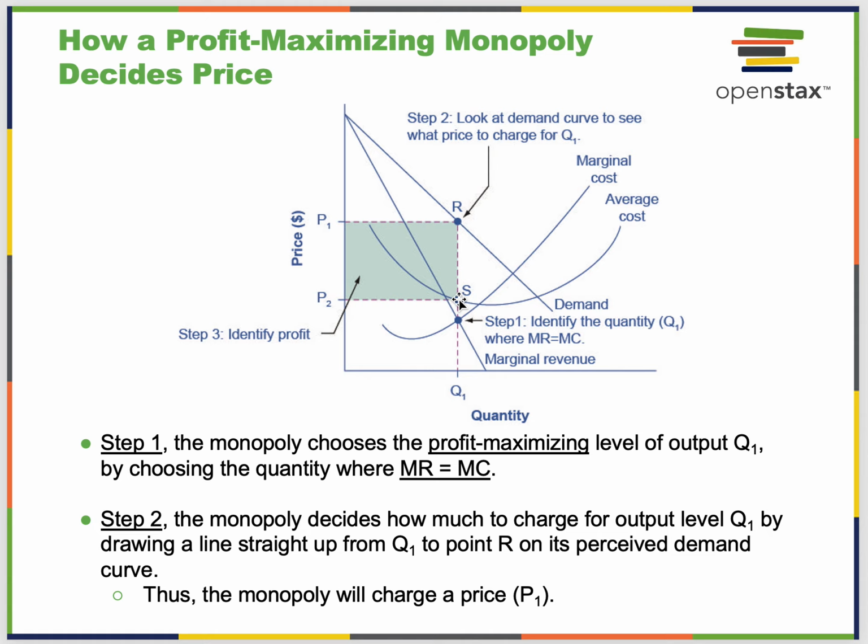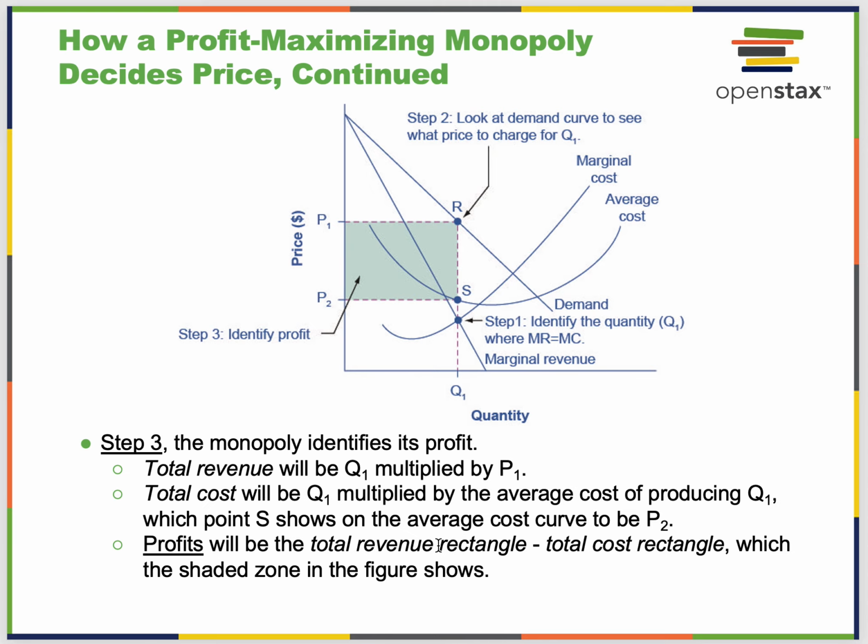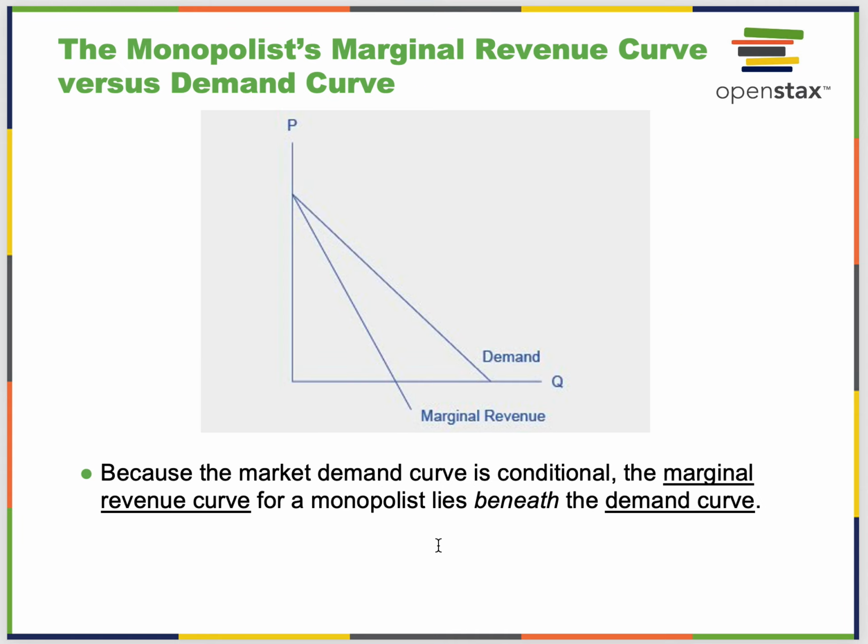Where the average cost curve intersects that vertical line, that point P2, this will define the total cost. Between P2 and P1, that will be their margin, the profit margin, and that will be the profit. So it's quantity times P1 minus P2. Revenue is P1 times Q, and total cost is P2 times Q1. So I think we talked our way through all of this.